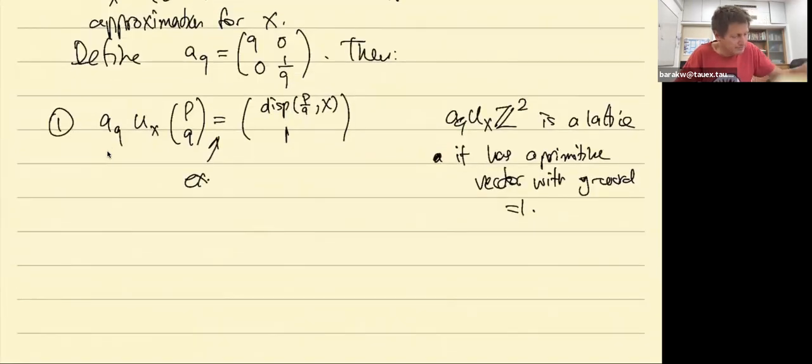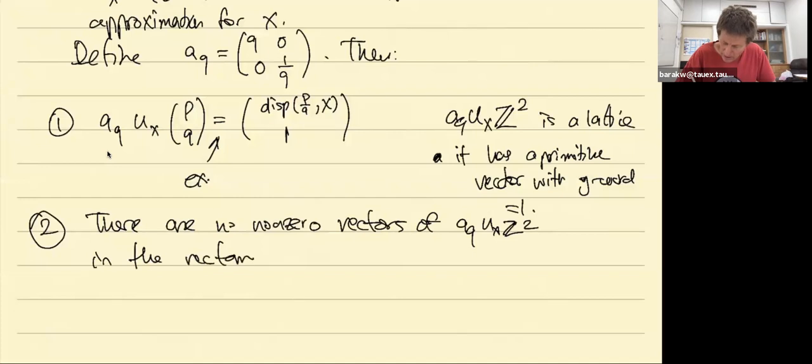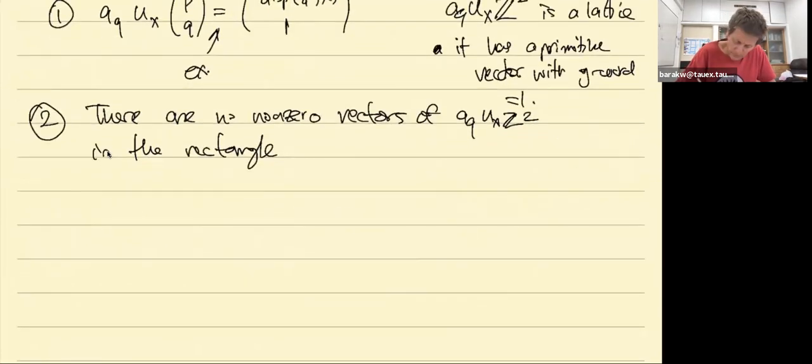The second fact, which encodes the fact that this is a best approximation, is that there are no non-zero vectors of the same lattice in the square, in the rectangle, in a certain rectangle. So I'll write it out explicitly.